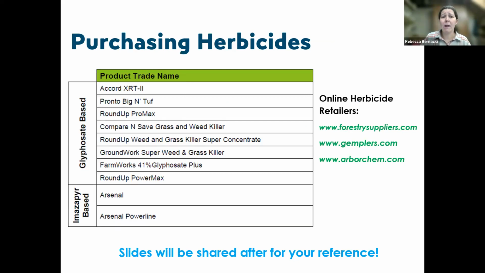I'm just going to leave this slide up for a second. So on the left, we have glyphosate-based and imazapyr-based. Those are the chemical components of those herbicides. And here are some trade names if you want to go purchase these products. I'm not endorsing any of these products. I'm just giving you some background information here. I do have some online herbicide retailers listed, but a lot of these products can also be found at your local Lowe's or Tractor Supply or like store. This slide will be shared after for your reference, so don't worry about writing things down.